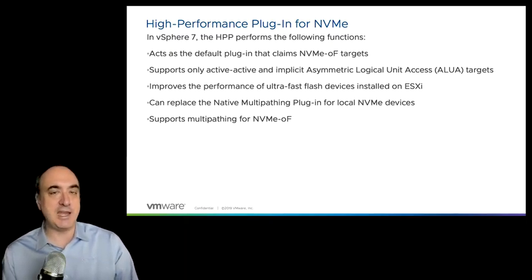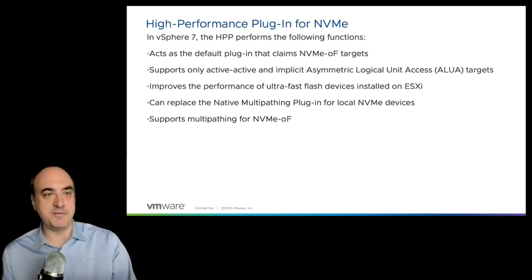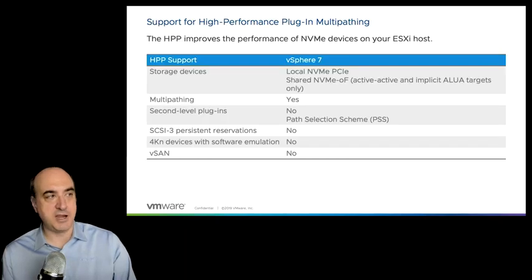That's where the high-performance plugin has really come into play. And in fact, you can enable the high-performance plugin on a local NVMe as well. However, a local NVMe does not use the high performance plugin by default, but for NVMe over Fabric, it does. So speaking of which, the high performance plugin improves the performance of NVMe devices. Now, for local NVMe PCIe, it's not the default, but it is available.